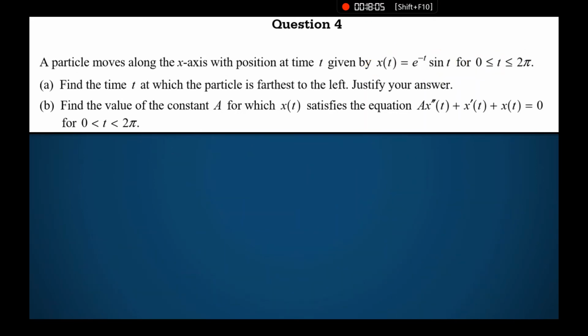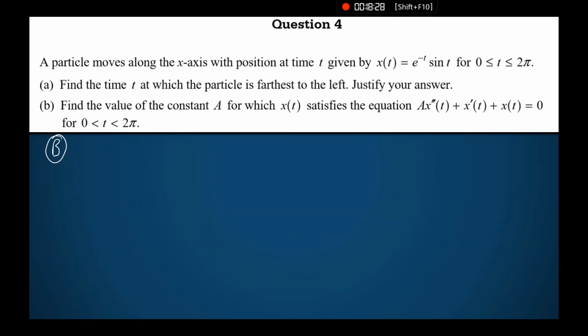Okay, I'm going to keep going with this. So for part B, I want to find the value for the constant a that satisfies this differential equation: a times x prime prime of t plus x prime of t plus x of t equals 0 for 0 to 2 pi.